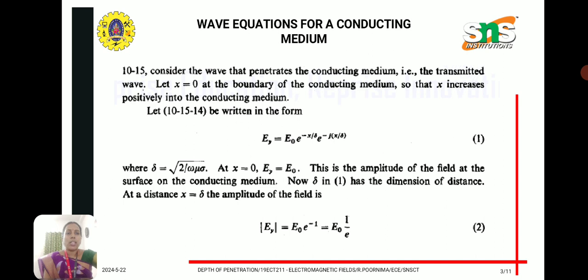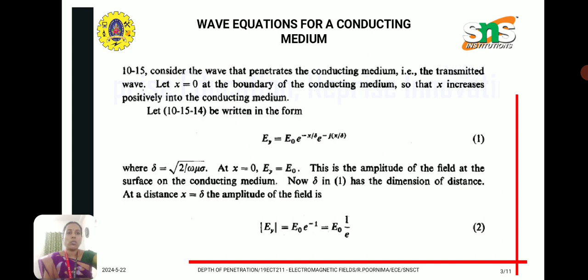Consider the wave that penetrates the conducting medium, that is, the transmitted wave. Let x equal to 0 at the boundary of the conducting medium, so x increases positively into the conducting medium. Here delta represents the square root of 2 by omega mu sigma. In this equation Ey is E naught at x equal to 0, so this is the amplitude of the field at the surface of the conducting medium.